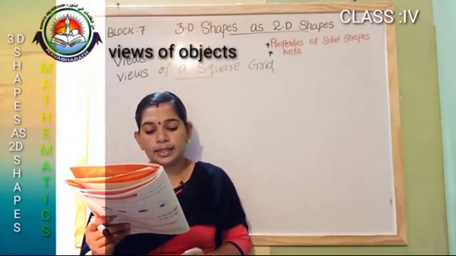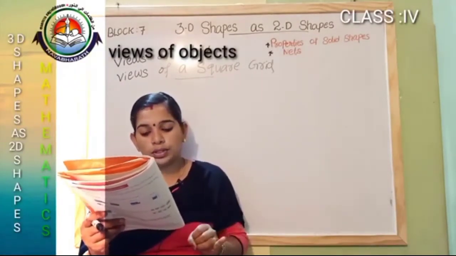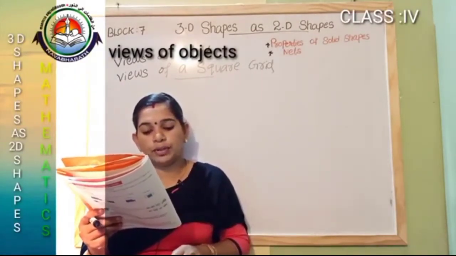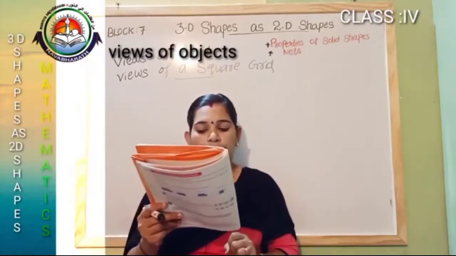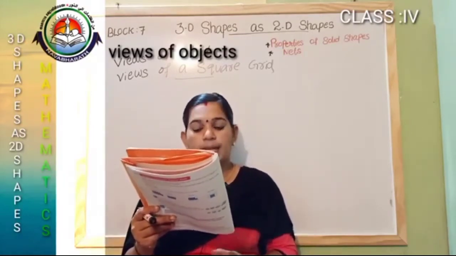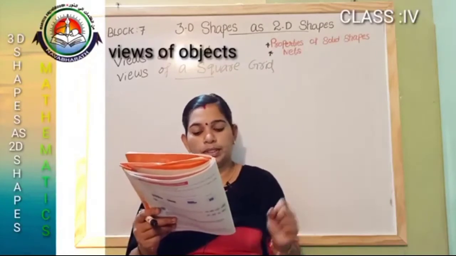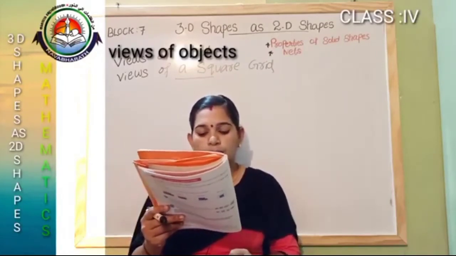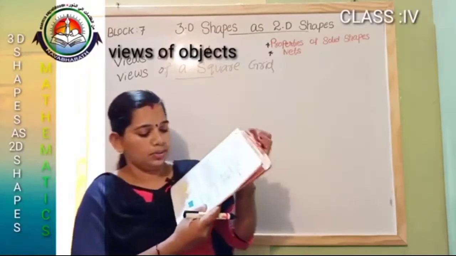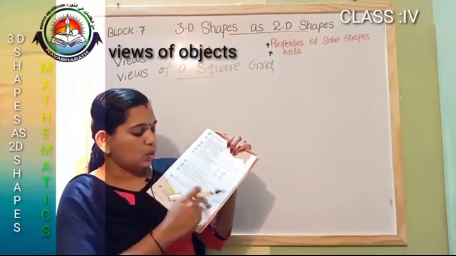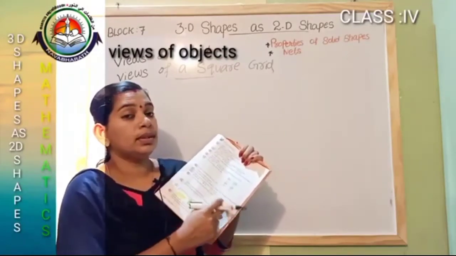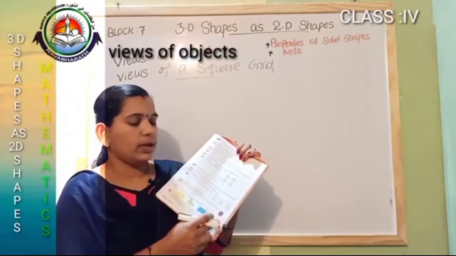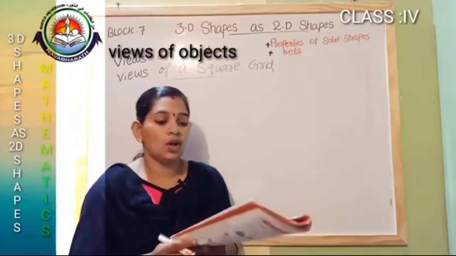Then notebook. You want to draw the notebook's top view, front view and side view. Ball and ice cream cone. Then the third question: look at the three views. Name the object shown. Here three views are given, so you want to say the names of the objects.